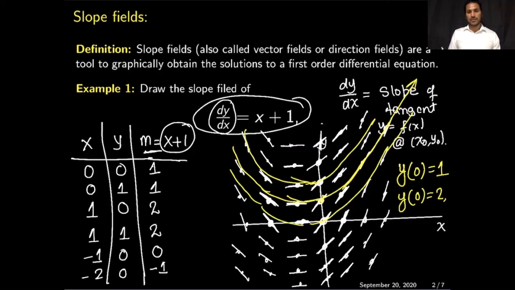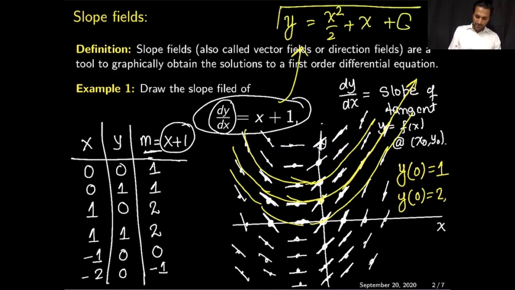And as you can see, the special solutions look like a parabola. In fact, the general solution of this differential equation is y equals x squared divided by 2 plus x plus c. In fact, it is a parabola.